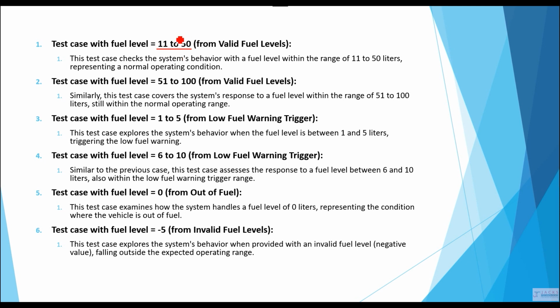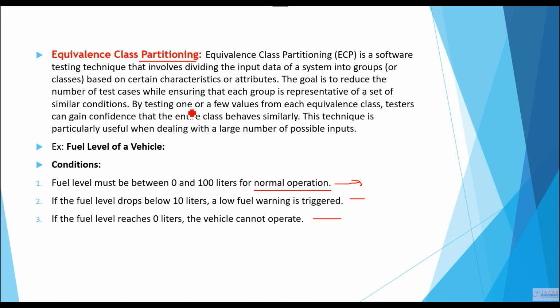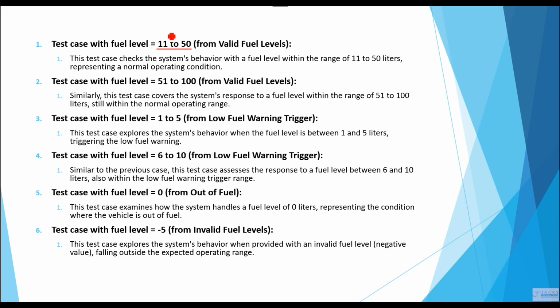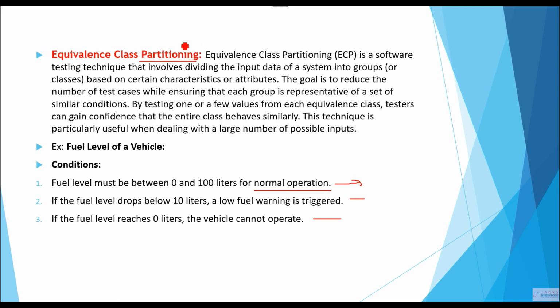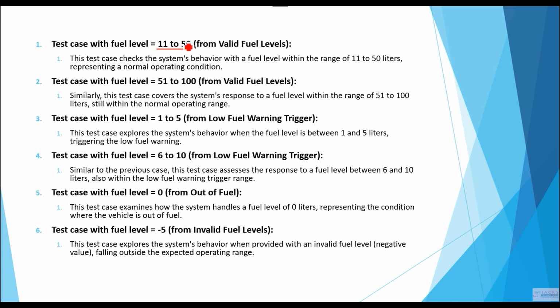By testing one or a few values from each equivalence partition, testers gain confidence that the entire class behaves similarly. So if you randomly pick 15, 20, 25, 30, you have validated four values, but now you have confidence that all the values will give the same output. Now this is the first partition.